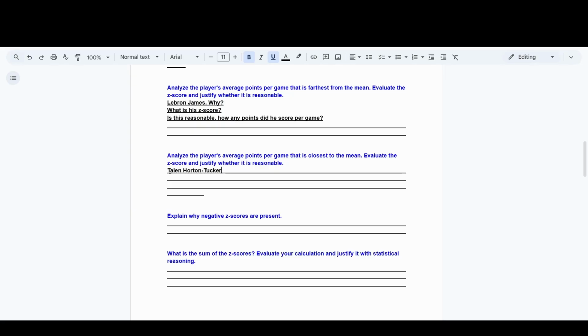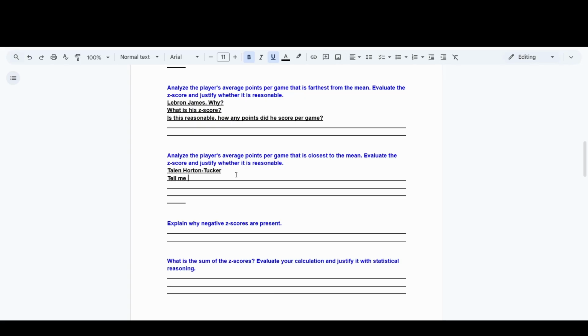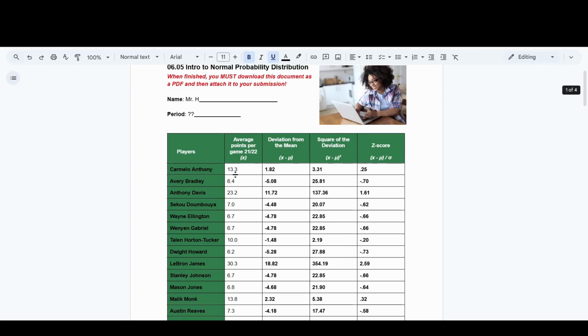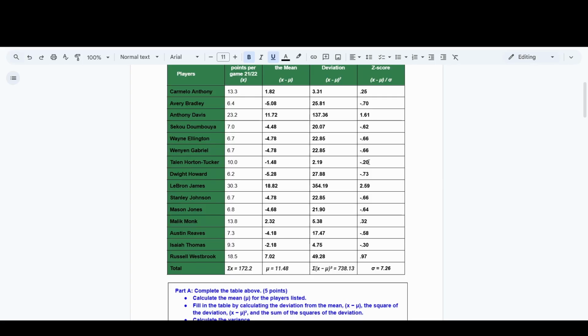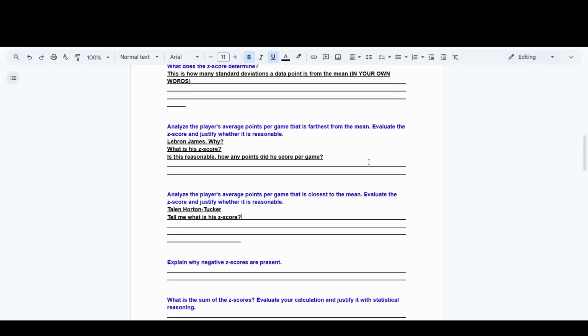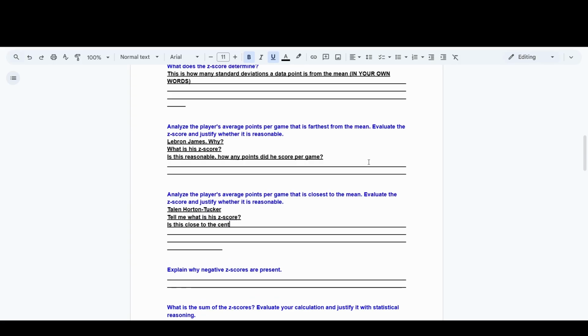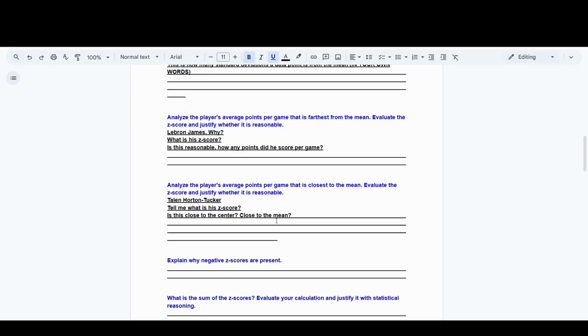And then this is asking me to evaluate the z-score. So tell me what is his z-score. And up here it was negative 0.2. And just tell me, what does that mean? It's very close to the center, right? So just tell me something like that as you're writing your answer out here.